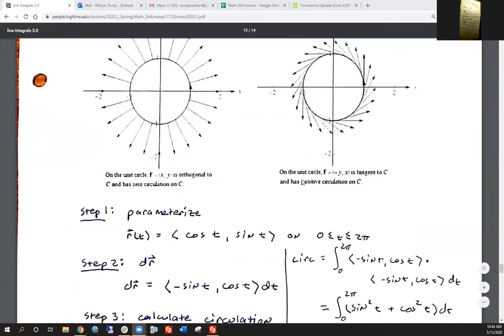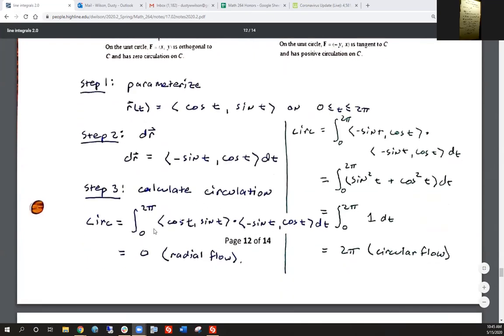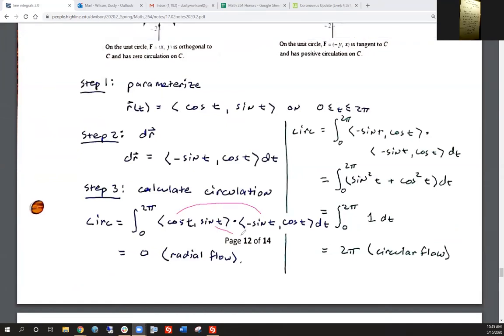So if you work through the details, same thing as before. You parametrize, you find your dr. If you calculate the circulation in the radial flow, what you'll see is you end up with a cosine times a negative sine and a sine times a cosine. So this is minus sine cosine plus sine cosine, hence you get the 0. Versus going the other direction, you have a negative sine times a negative sine and a cosine times a cosine, giving you this maximum possible circular flow in that particular scenario.